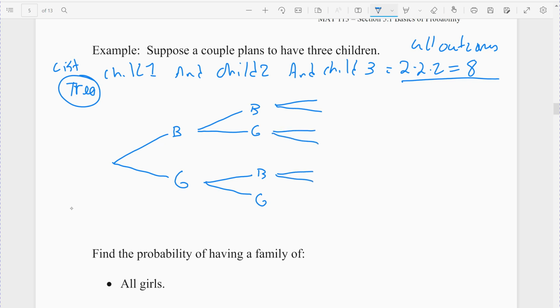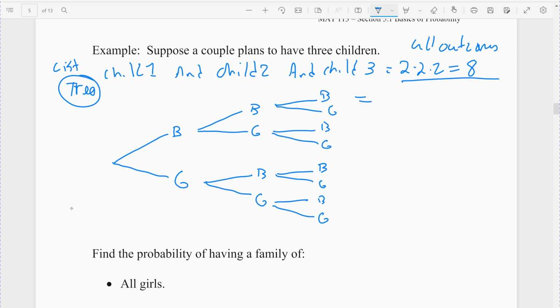Because again, boy, girl, all the way down my list. And if you count that last set of branches, it ends, there are 8 of them. There are 8 ending points. 1, 2, 3, 4, 5, 6, 7, 8.